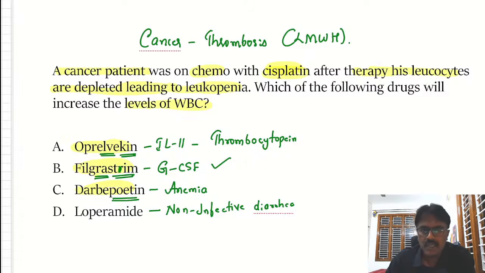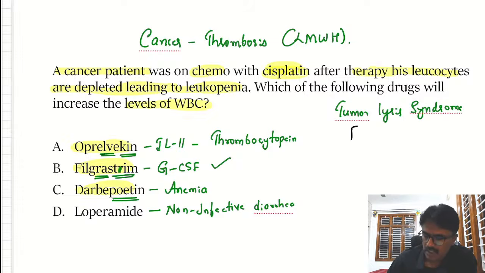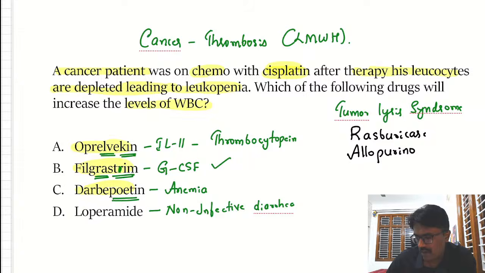I have discussed CINV. Then there is a problem called tumor lysis syndrome. When you kill so many cancer cells, the uric acid goes up. So the treatment for that is an enzyme called rasburicase. If that is not available, we use a drug called allopurinol. These are for tumor lysis syndrome.